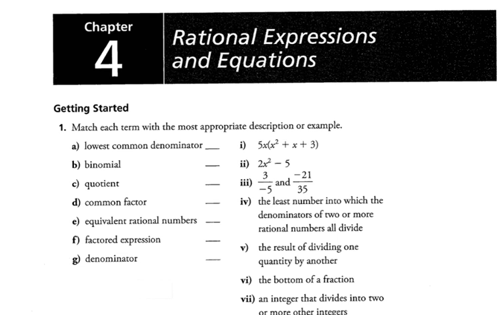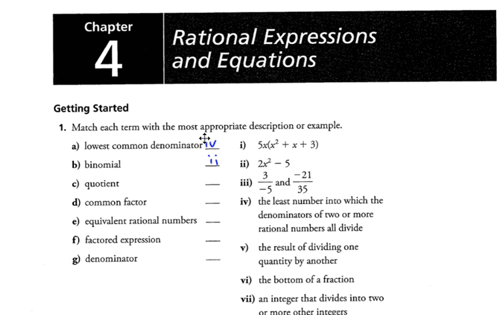Okay, let's talk about lowest common denominator. Which one was lowest common denominator? 4. The least number into which the denominators of 2 or more fractions will all divide. Yes. So 4, good. How about binomial? 2, yeah, right across. Binomial.